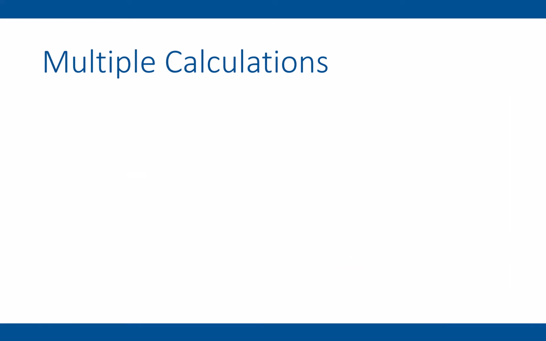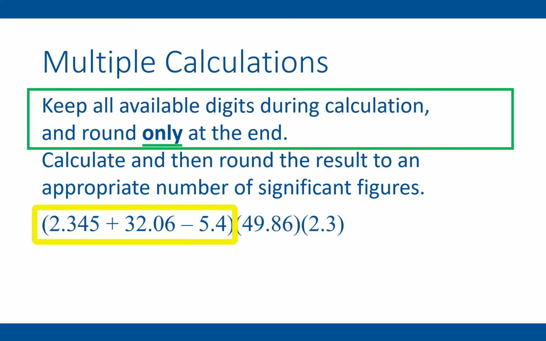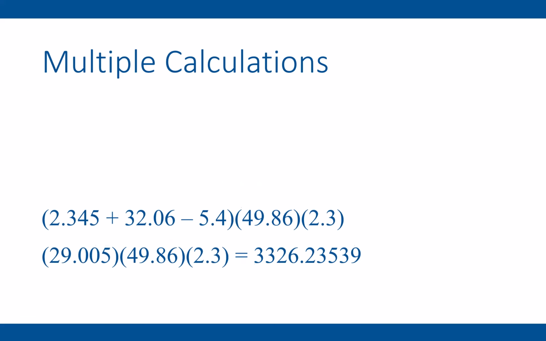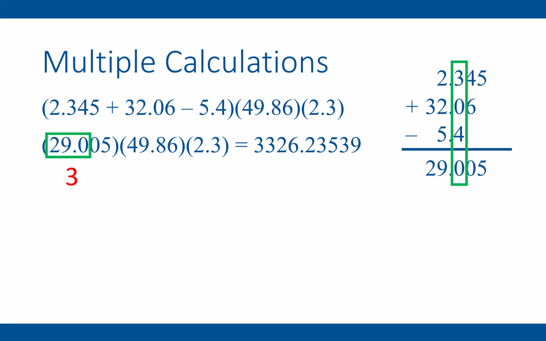Finally, we consider problems involving more than one operation. Remember to keep all available digits during calculation and round only at the end. First, we perform the addition and subtraction inside the parentheses. This gives us three numbers to multiply together. Now we look at the number of significant figures. When we did the addition and subtraction, all values had a significant figure in the tenths place. The first two also had a digit in the hundredths place, but the last one did not, so our result is good only to the nearest tenth. That gives us three significant figures.